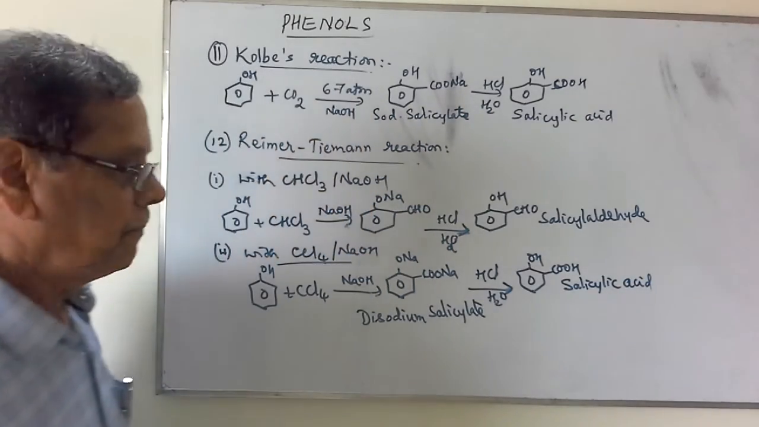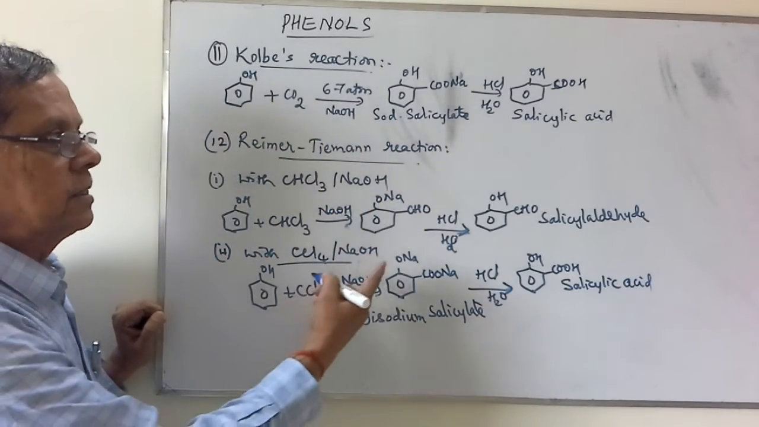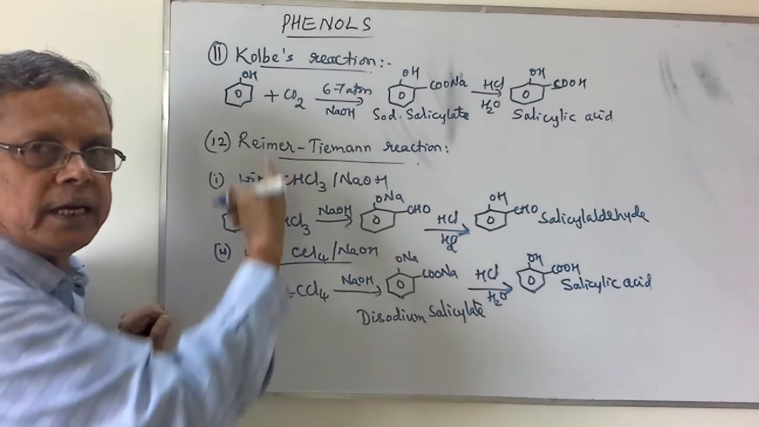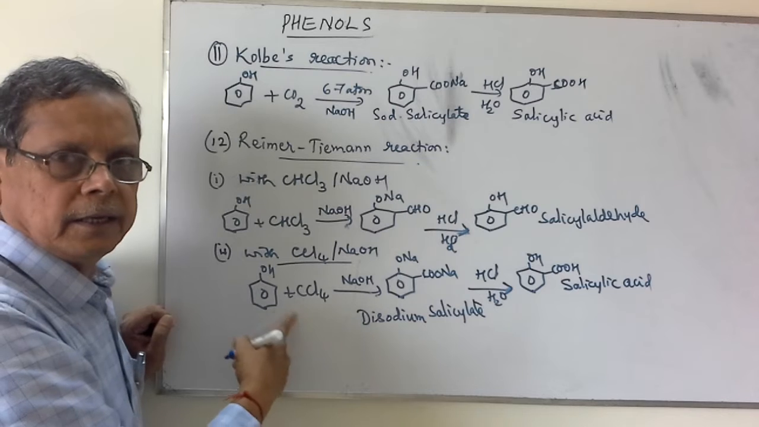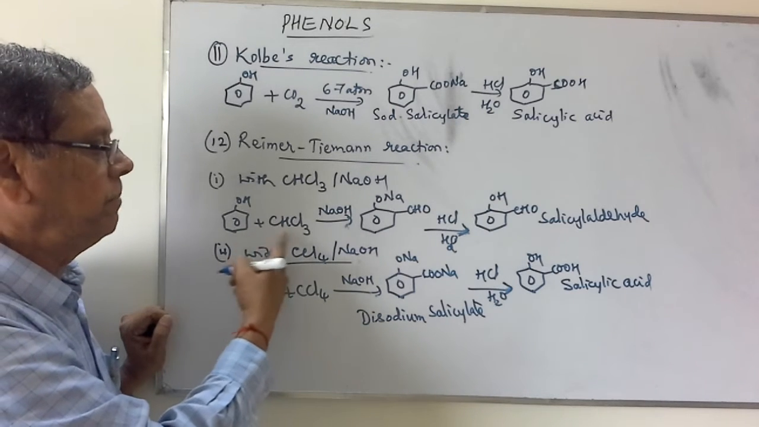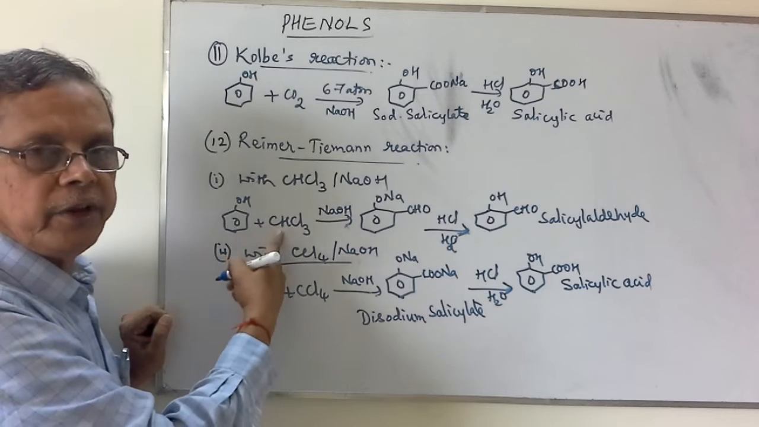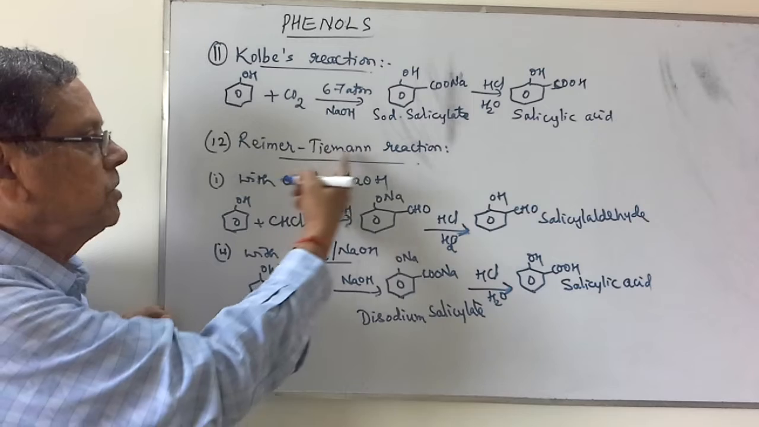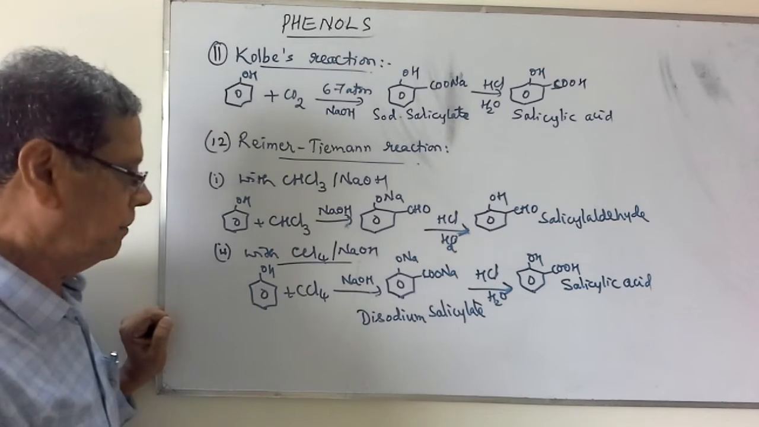So salicylic acid can be obtained from phenol either by using Kolbe's reaction or by using the Reimer-Tiemann reaction. But salicyl aldehyde is obtained only by treating phenol with chloroform and sodium hydroxide, that is, by using the Reimer-Tiemann reaction.